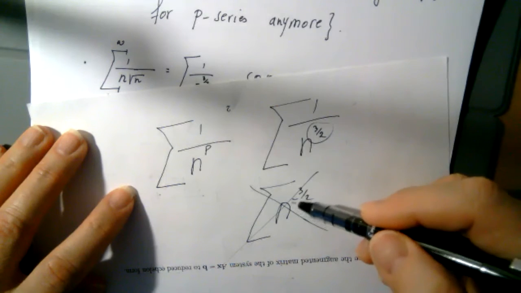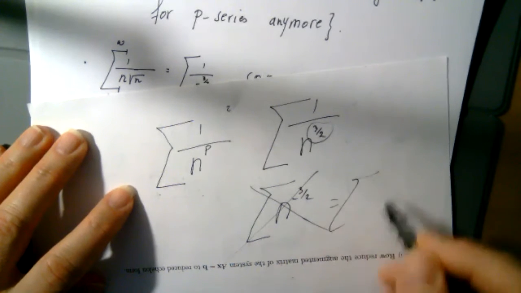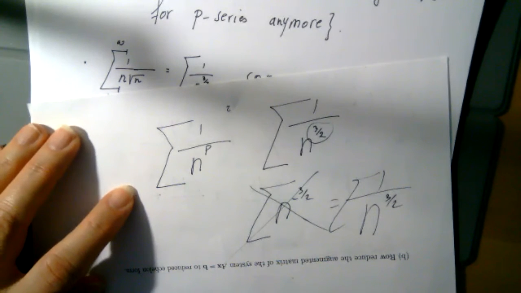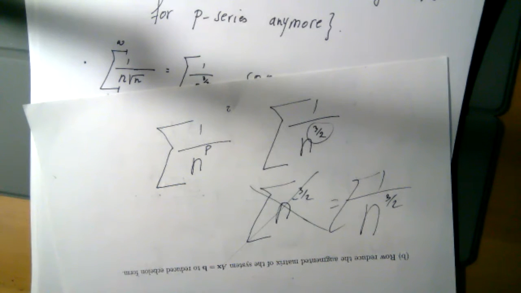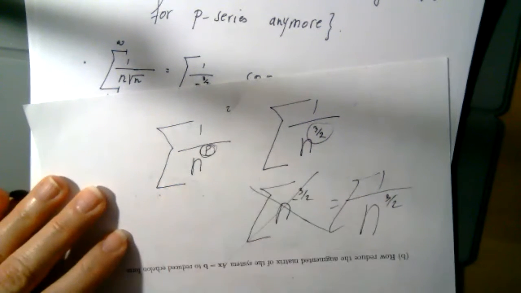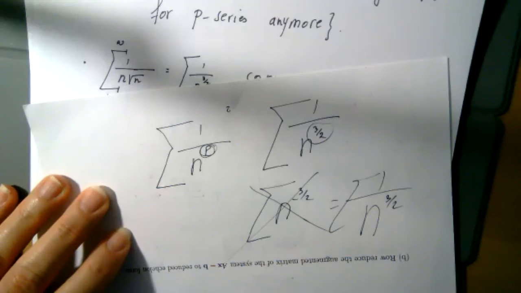And even if I give you n to the minus 3/2, you should write it as 1 over n to the 3/2 to make it into a P series. So a P series is 1 over n to the power P. The P I'm talking about is the P in the denominator, not in the numerator. Do you follow?